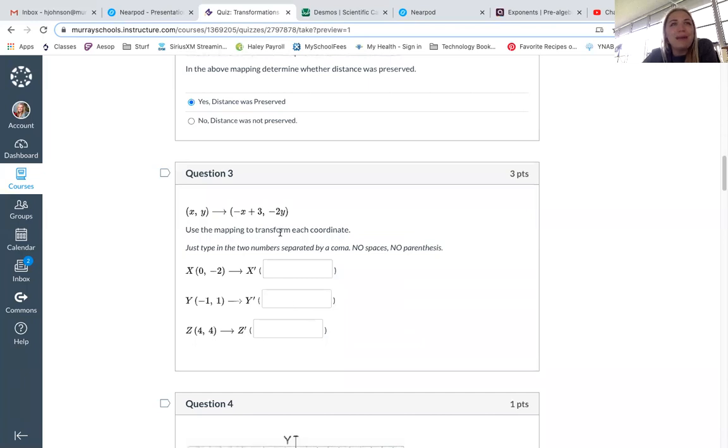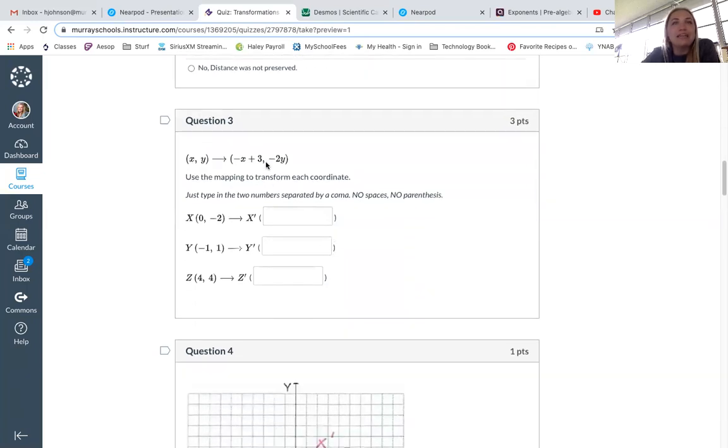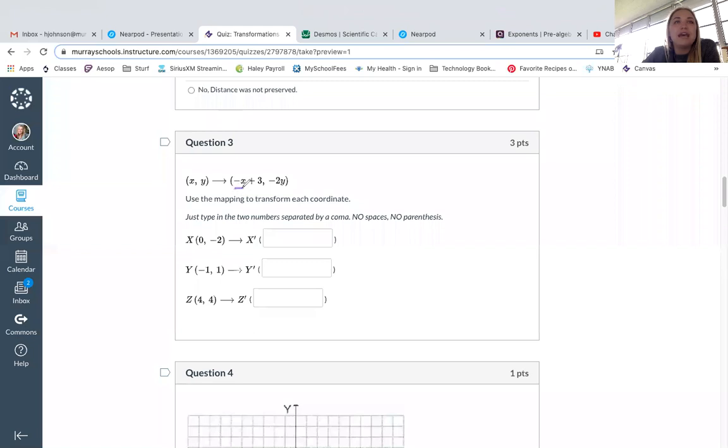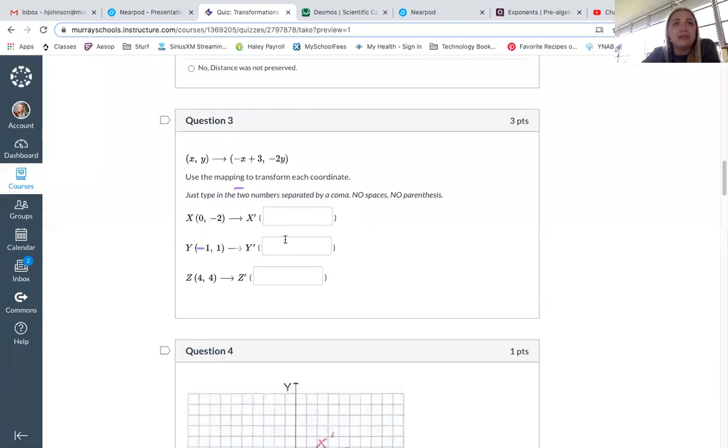Okay, so use the mapping to transform each coordinate. We're going to do the same thing again. So we start off here where it says negative x plus 3. That means I've got to take the opposite of x, and then I'm going to add 3 to it. So if I've got x as 0, well, the opposite of 0 is 0. And then if I add 3 to that, that gives me 3.